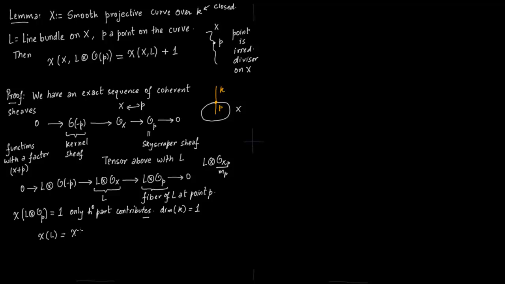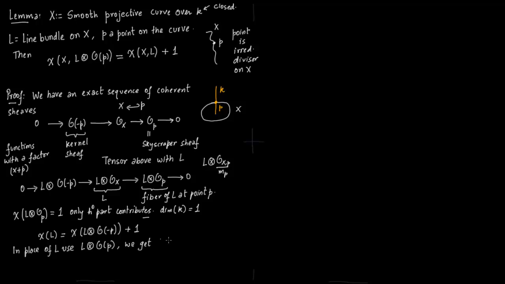So now you just use the Euler characteristic of sheaf formula and you get this result. The Euler characteristic of the sheaf in the center is equal to the Euler characteristic of the sheaf on the left side plus the Euler characteristic of the sheaf on the right side. Now in place of L in this formula, if we use L tensor O of P, you get the result in the lemma.